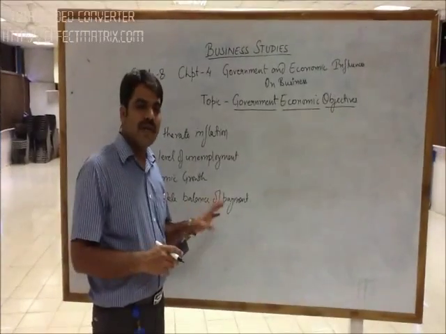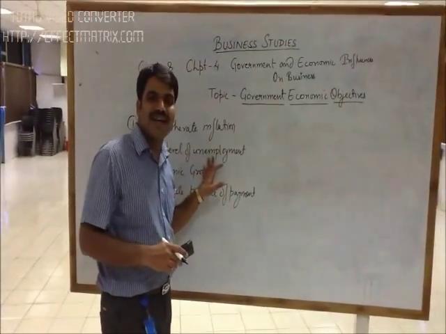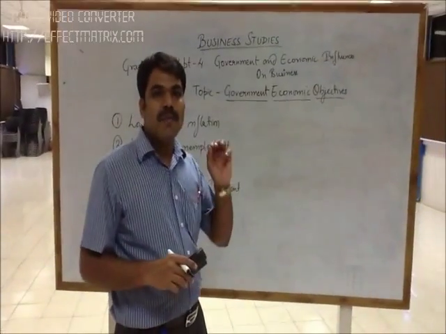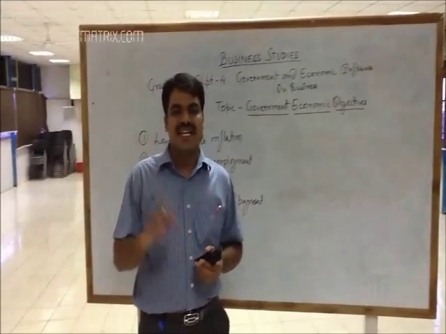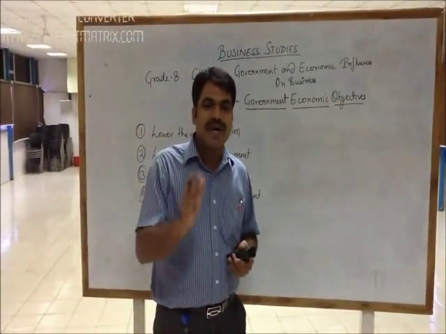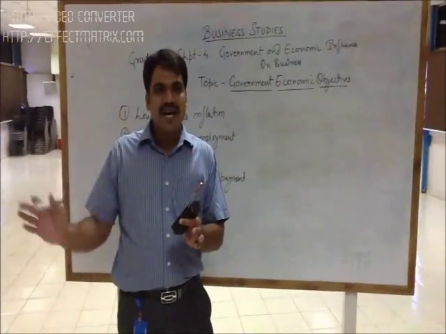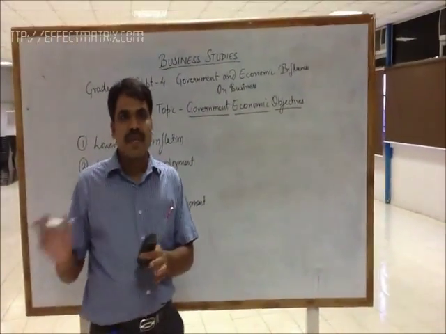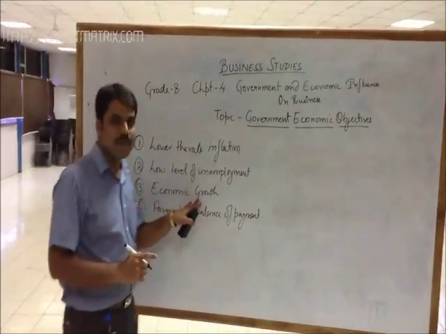Second, the government keeps a low level of unemployment so that they are not supposed to pay unemployment benefits. If the government pays unemployment benefits, it increases their expenditures. So they always want to cut down the expenditure, and they can use this fund on other different economic issues. Another main objective of the government is to achieve high economic growth.